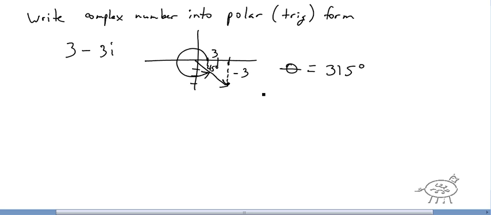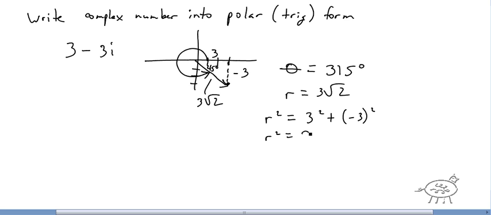And we can use the Pythagorean theorem, or you can just know it's x and x root 2. So this is going to be 3 root 2, and that's going to be your r, 3 root 2. Now if you didn't want to do it that way, you wanted to use the Pythagorean theorem, you could say r squared equals 3 squared plus negative 3 squared. So r squared equals 9 plus 9, r squared equals 18. So r is equal to 3 root 2.